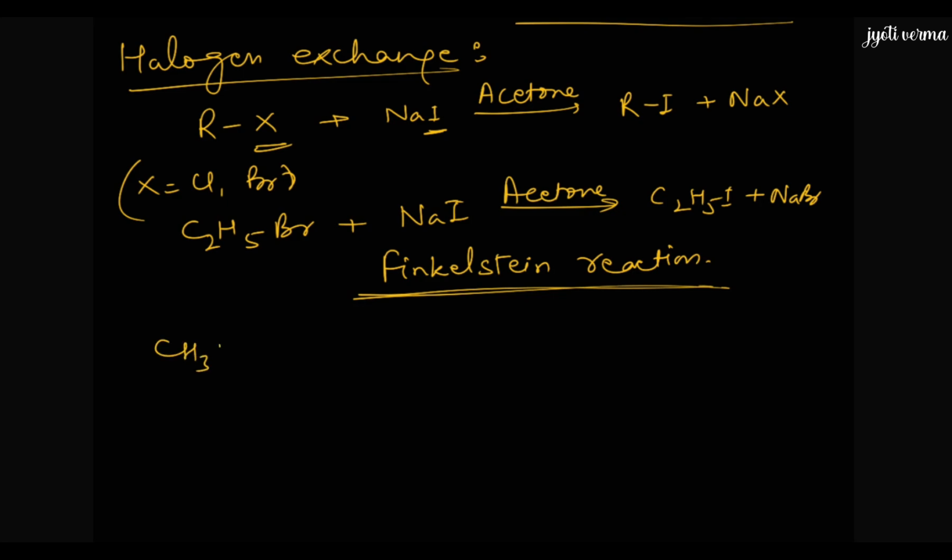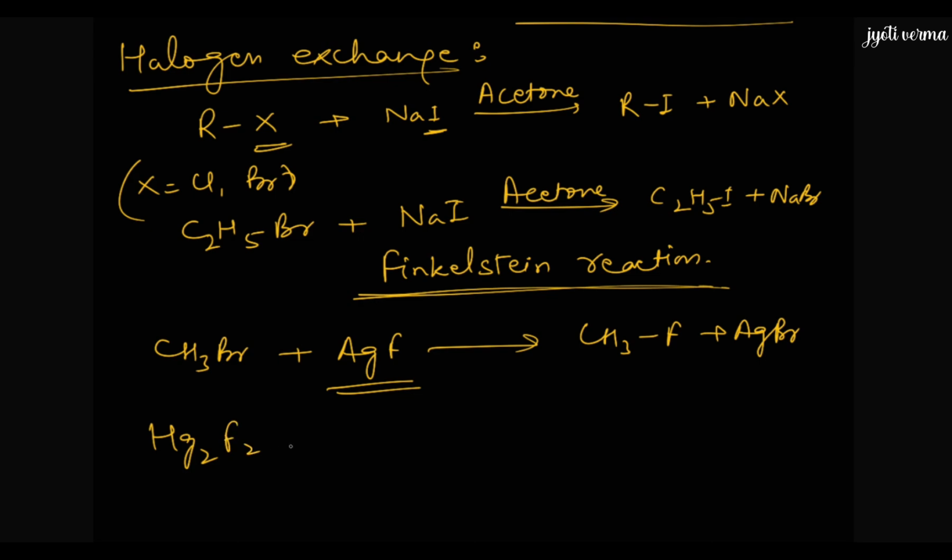Say for example we have CH3Br, and if we do its reaction with AgF, silver fluoride, then the compound obtained will be CH3F plus AgBr. So here we should pay attention. We can take the low reactive metal fluoride. Like in place of AgF, we may take Hg2F2, we may take SbF3, or we may take CoF2 also.